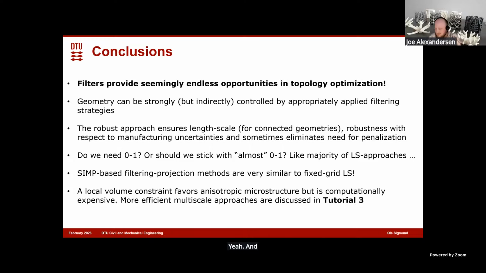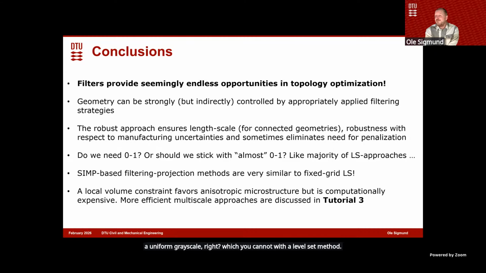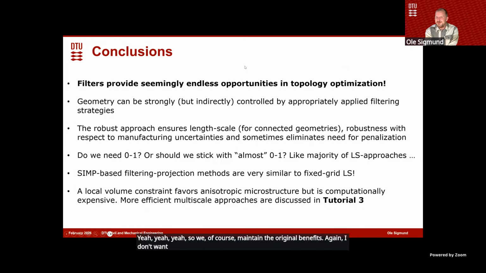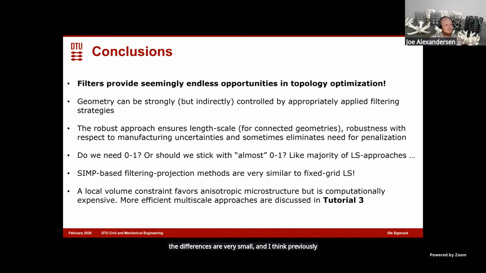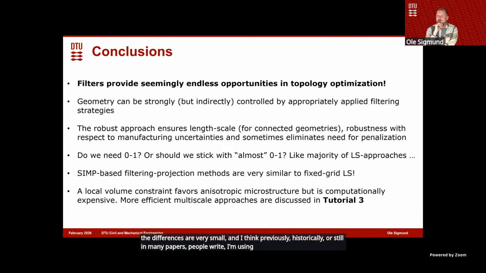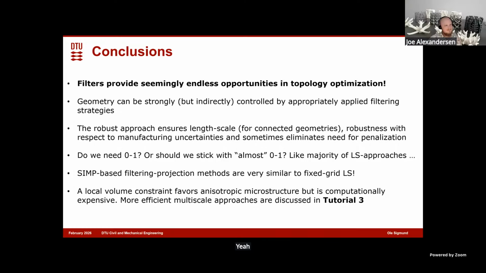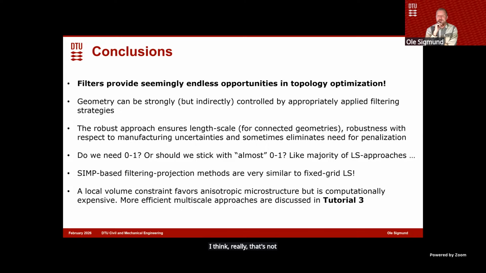And I guess one benefit of this would be that you could also start with a uniform grayscale, right? Which you cannot with a level set method. Yeah. So we of course maintain the original benefits. Again, I don't want to be mean to any methods here. I'm just saying that the differences are very small. Historically, or still in many papers, people write, I'm using the level set approach because it gives me black and white designs. I think really that's not a reason to use level set methods, because we can do that with density approaches also.